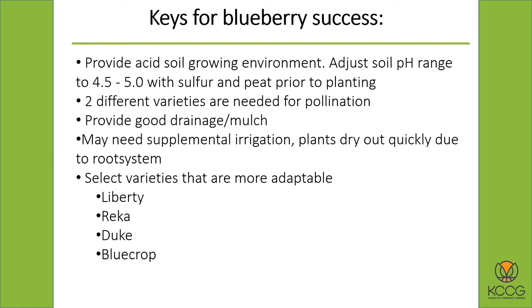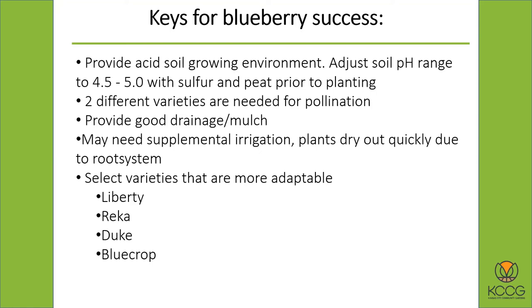In general, you'll need two different varieties for pollination. You will need good drainage; you don't want these standing in water. And you will want mulch as well. So a good wood chip mulch, or in some cases, pine needle mulch, which is acidic and will help bring the pH down. That mulch will also help keep an even moisture on your plants.